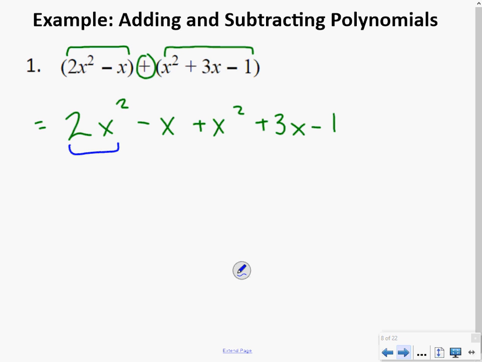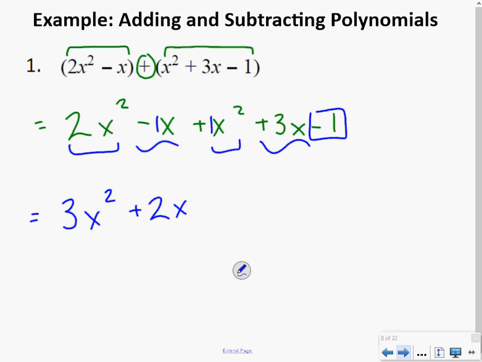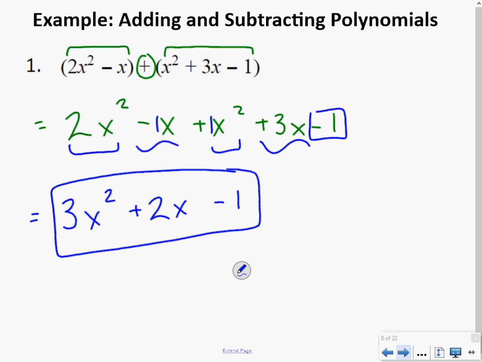So we would have a 2x squared plus x squared. So remember, this is a 1 here, so we get 3x squared. We have some x's that can combine, so negative 1x plus 3x would be plus 2x. And we have our constant at the end, minus 1. The degree is 2. We have 3 terms, so this is a quadratic trinomial.